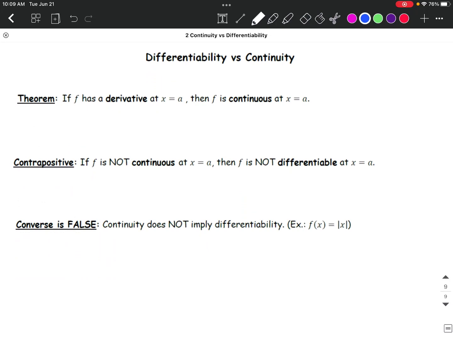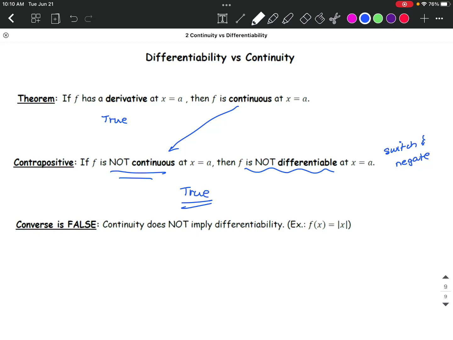Now again, this differentiability versus continuity. Remember that in order for a function to be differentiable, it had to be continuous. This is a true statement: if f has a derivative at a, then f is continuous at a. The contrapositive, which switches and negates the original statement, says if it's not continuous, then it's not differentiable. This is also true. If a function is not continuous, then it's not differentiable.